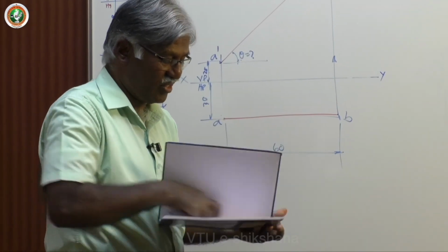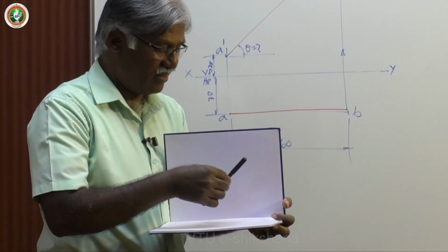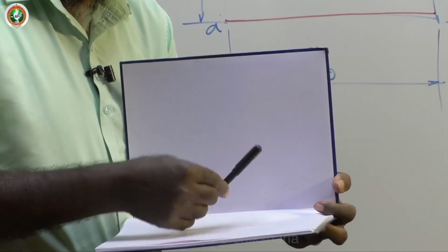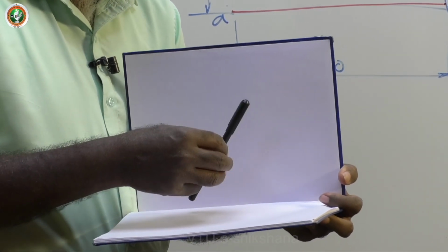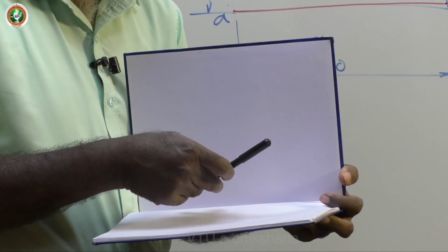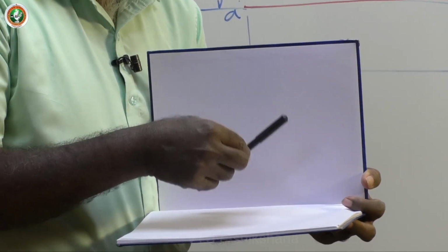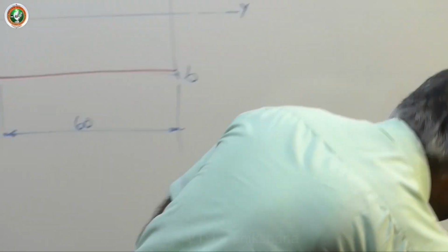See, this is the situation. Again, same situation. The true length is here and the top view length is given. We have given this 45 degree inclination with respect to HP. Then we have to get the true length. That's all. Same situation. Now let me solve this.